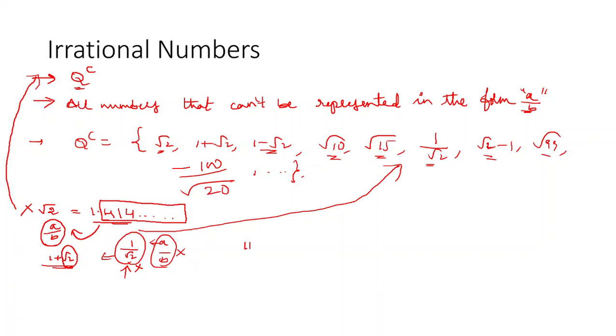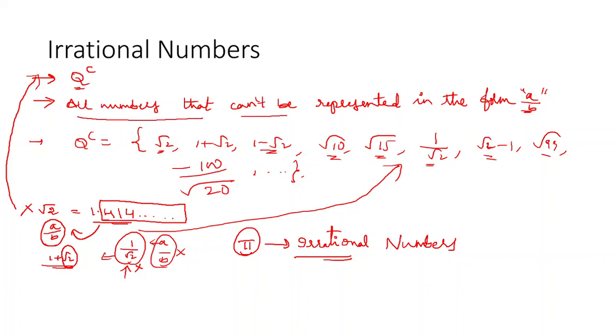All such numbers are irrational numbers. And the value of pi is also an irrational number. So to sum up, all numbers that cannot be represented in the form a by b are called irrational numbers.